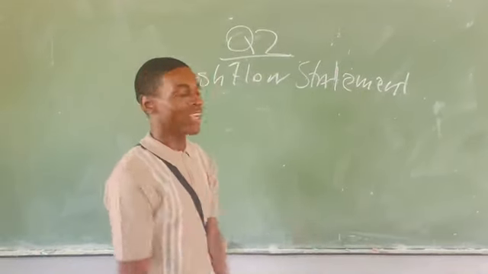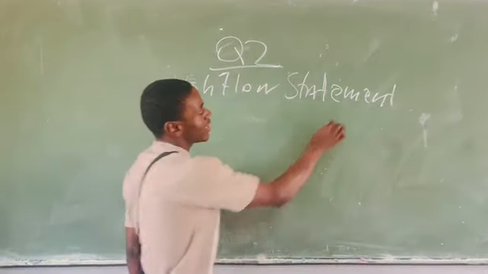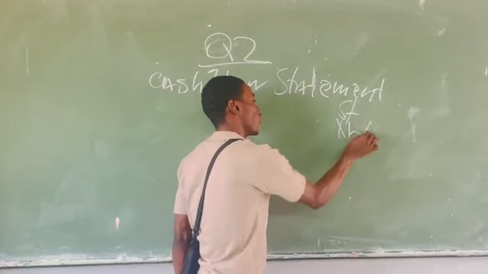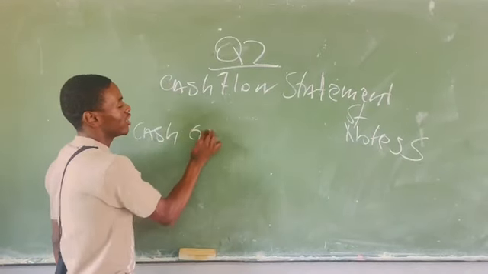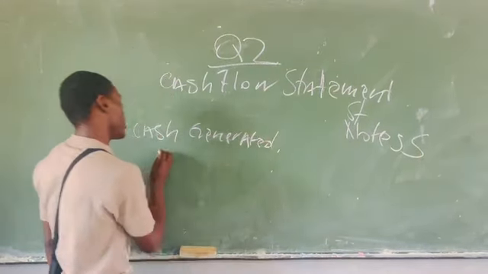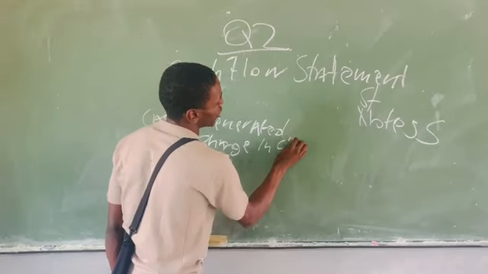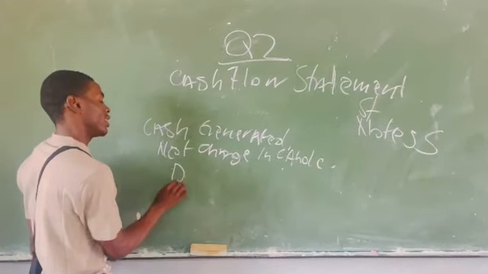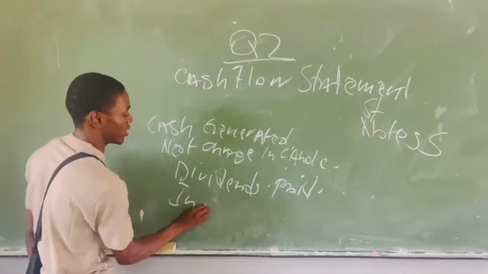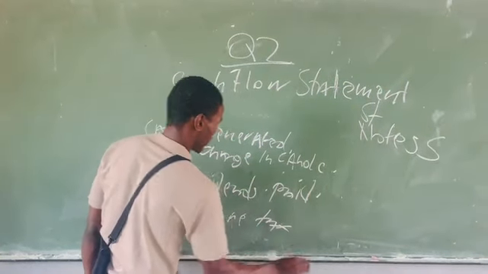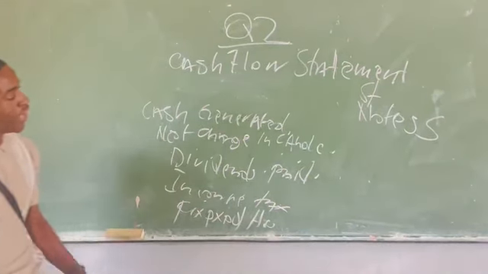of October. In this question, there will be 3 ways of answering, whether it is a cash flow structure or a note of the cash flow. Remember, there are 5 notes: cash generated, net change in cash and cash equivalents, dividends paid, income tax, and fixed assets. These are the 5 notes of the cash flow statement.